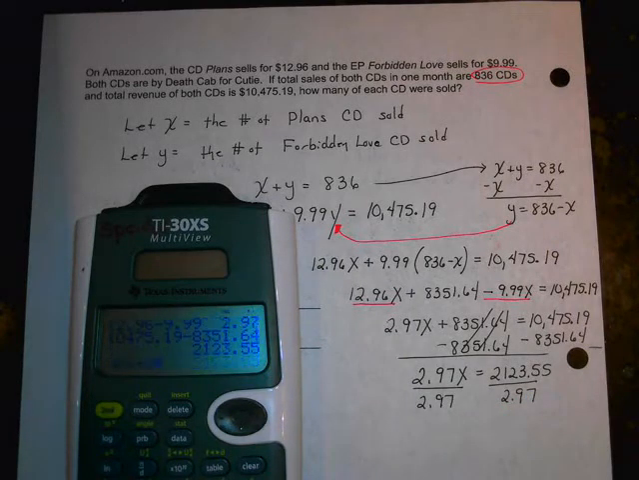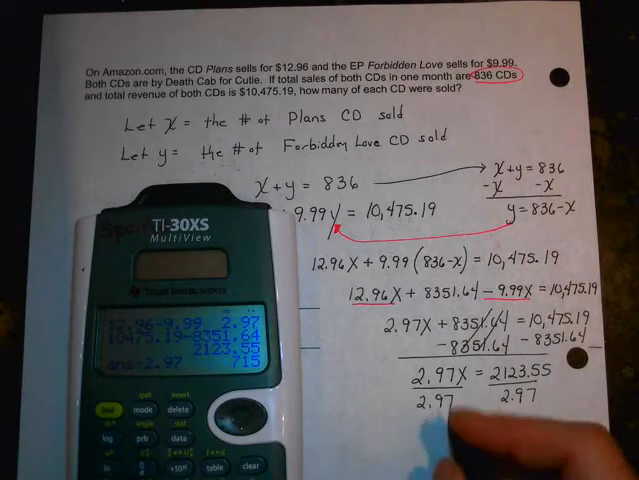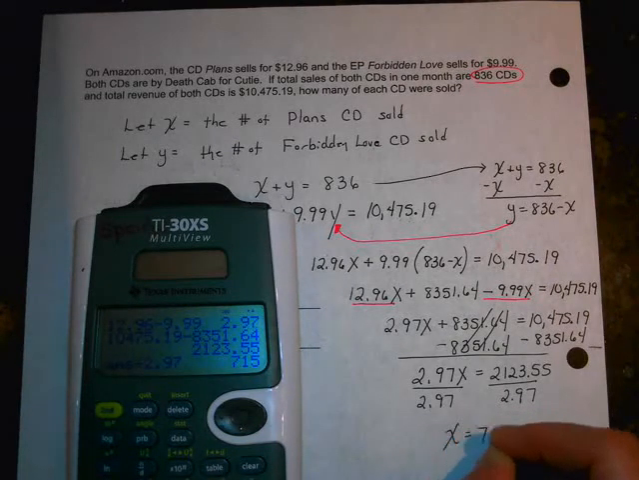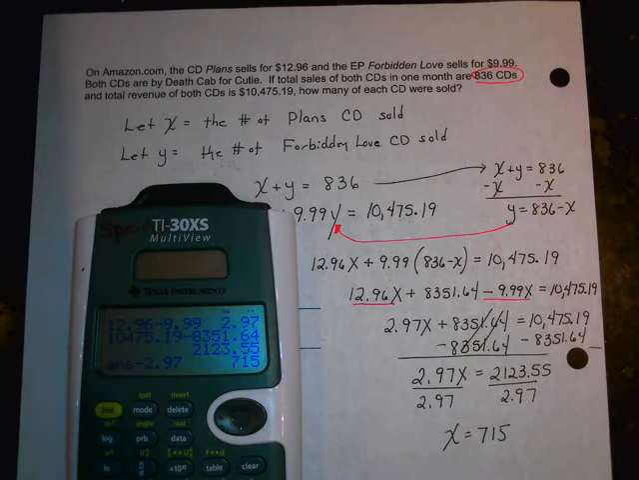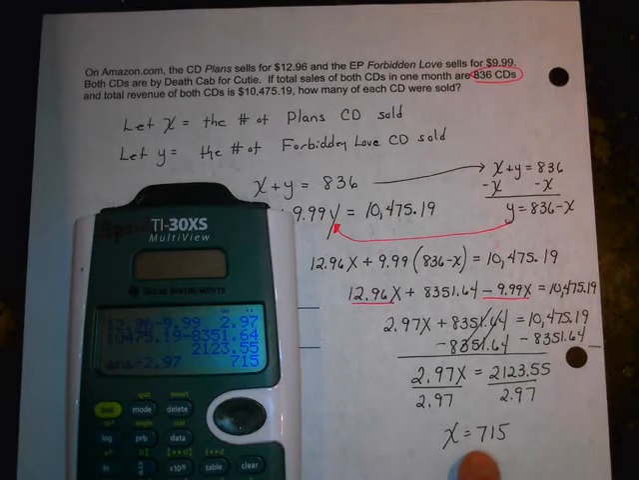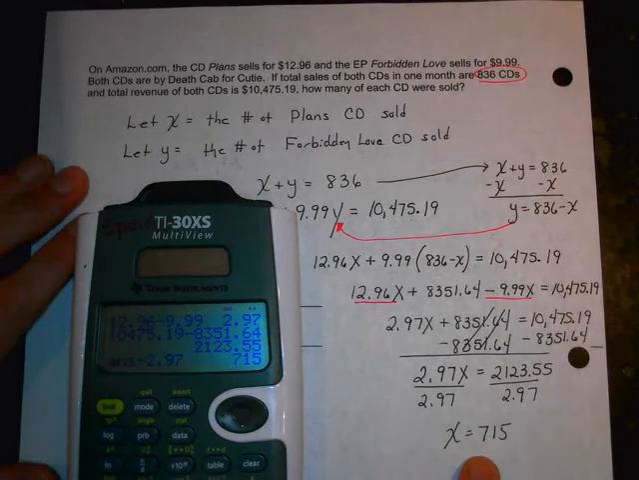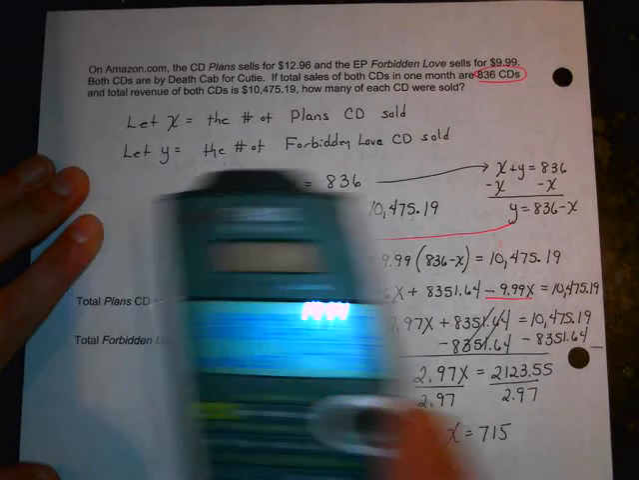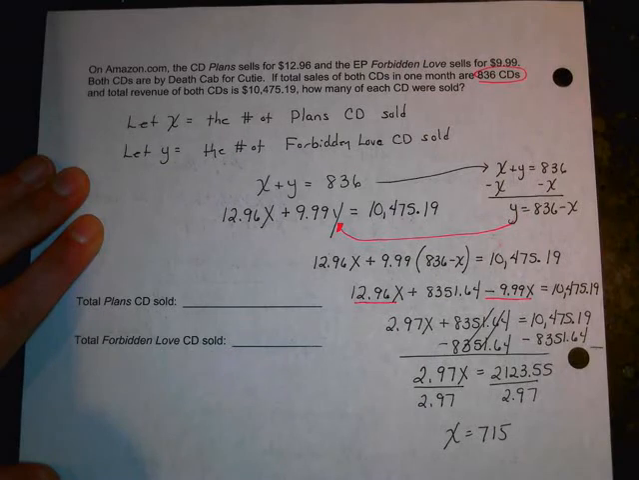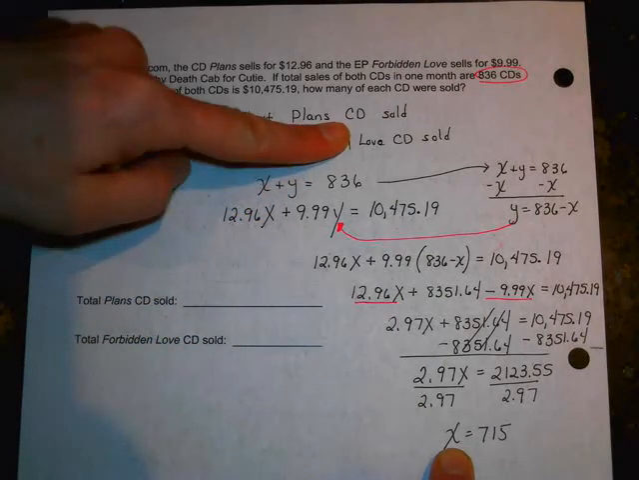Now, do you see how you got a nice number? If you do this and you get something real wonky, like a negative number, or something like 84.72, you can't sell that many CDs. That would be weird. So it's a nice check. If you get a whole number, you should feel pretty good about it. So 715, that's X, and X was the Plans CDs. So 715 here.